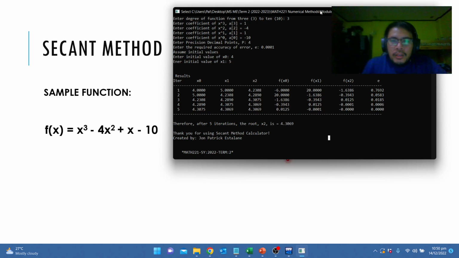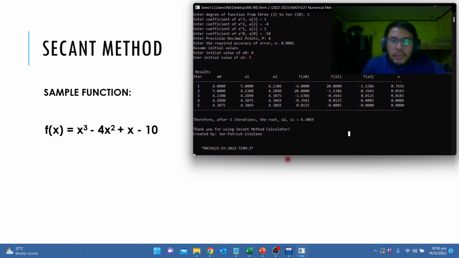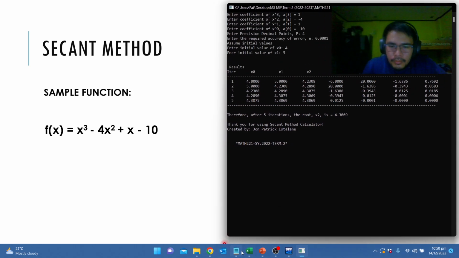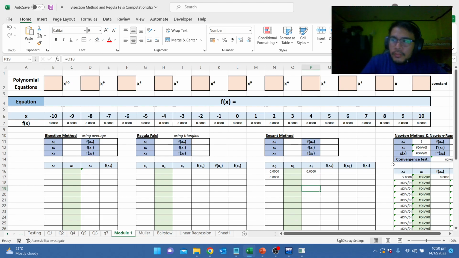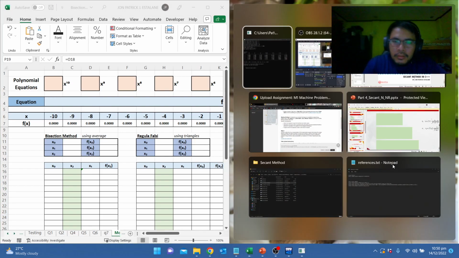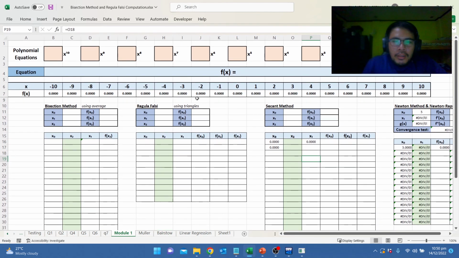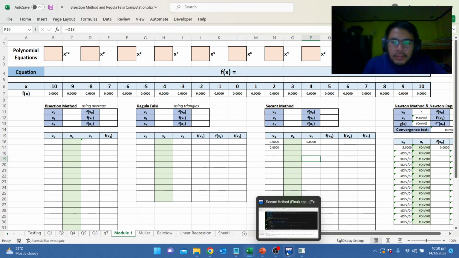I also created an Excel program using the secant method, and I'm going to use it to verify the answers. This is the Excel formula that I was able to create to verify my answer. So let's go back to the C++.